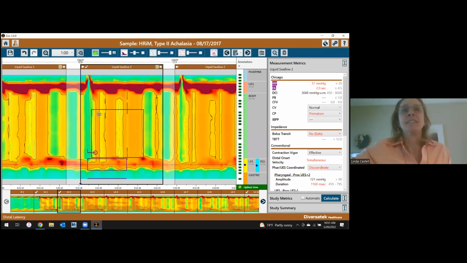The DL is so low, it's really low here. And the computer, I know, because I've caught it too, sometimes will call it EGJ outflow obstruction, sometimes it will call it type 2. And obviously this is a type 2. So just double check the computer, because it will make a mistake on EGJ outflow obstruction sometimes, and on type 2 achalasia. So just double check it and override it.